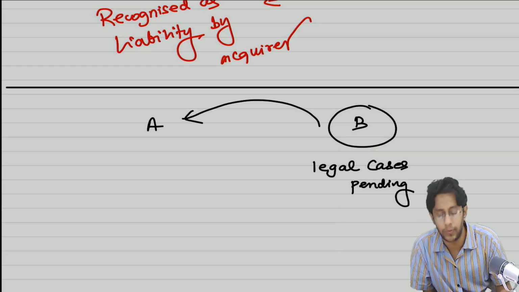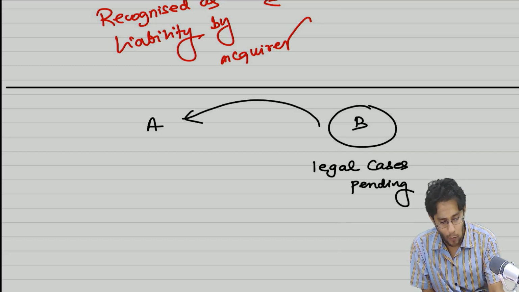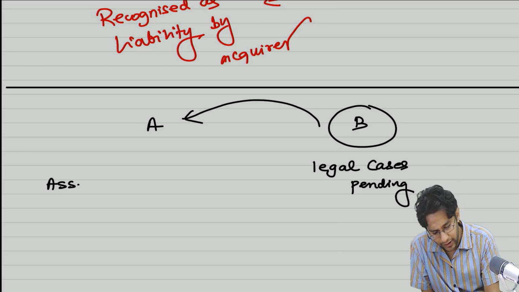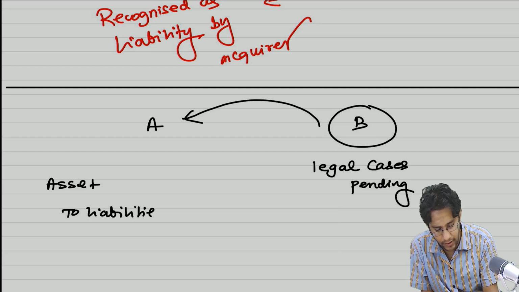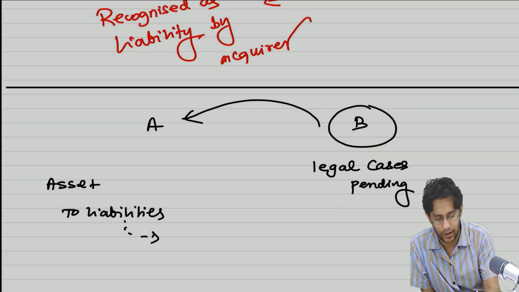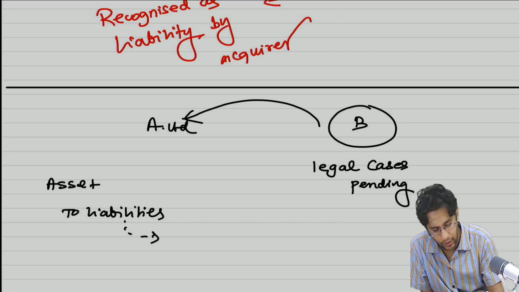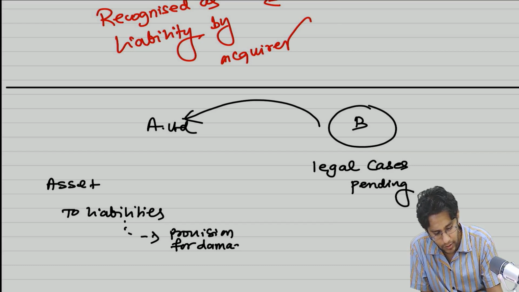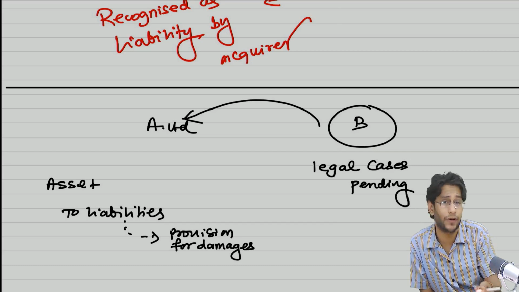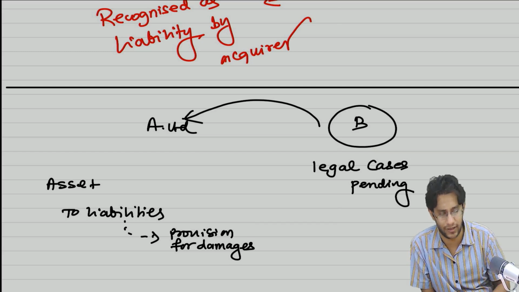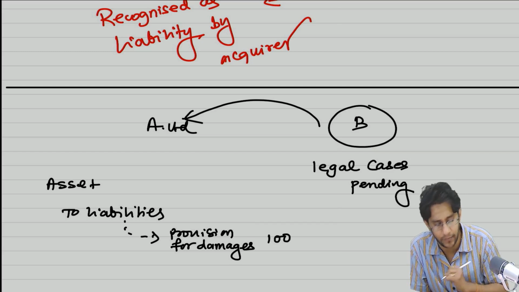Now A is absorbing B. Now, when we write assets to liabilities, the incorporation entry of various assets and liabilities, in these liabilities, imagine A Limited, our acquired company, has recognized a provision for damages. Because legal cases are pending, for that damages provision we have recognized, let us say, 100.